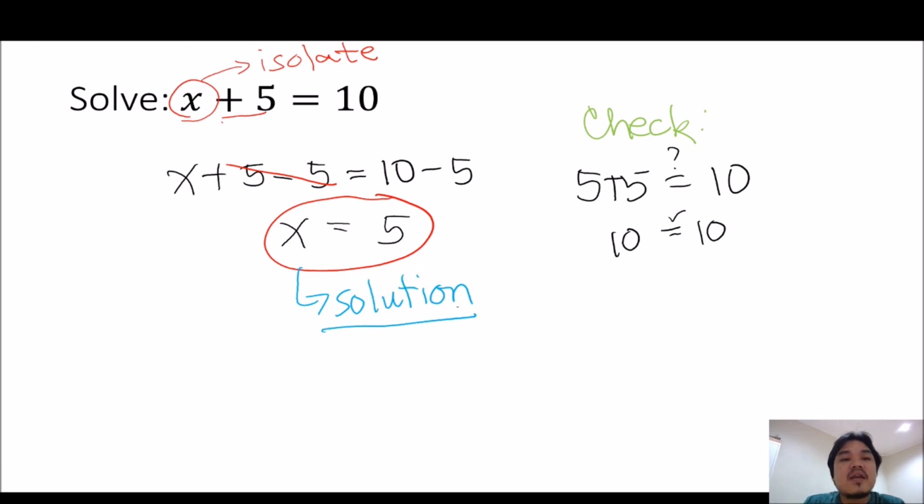We say that a value is a solution of the equation when it makes the equation true. Since the left-hand side is equal to the right-hand side when we substitute the value of x, therefore x equals 5 is the solution. So remember, we should isolate, then apply the inverse operation, and then check.